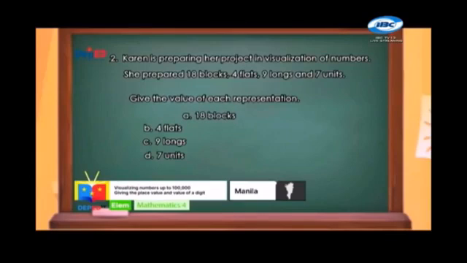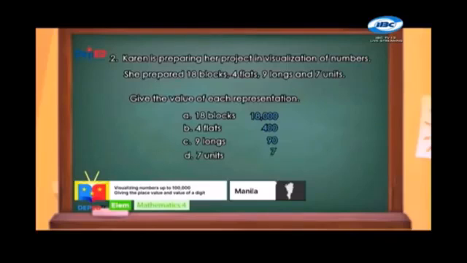18 blocks, 18,000, 4 flats, 400, 9 longs, 90, and 7 units, 7. 18,497. We all deserve an amazing clap. 1, 2, 3, 1, 2, 3, amazing!